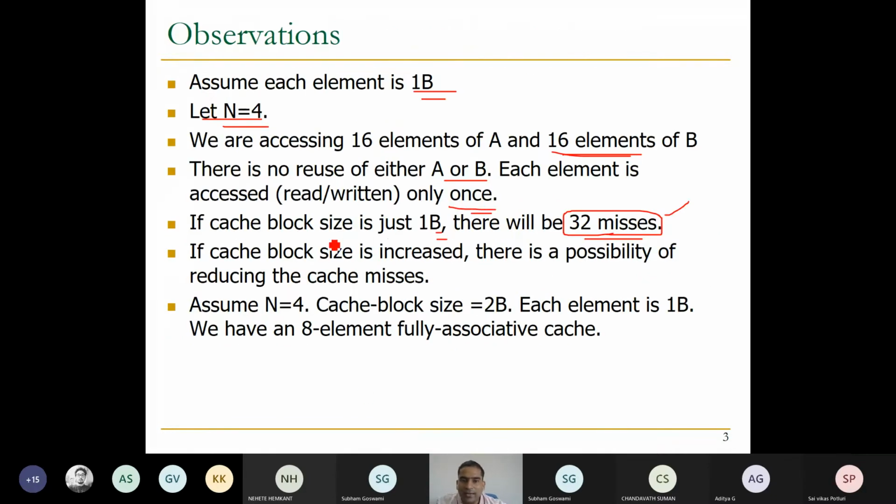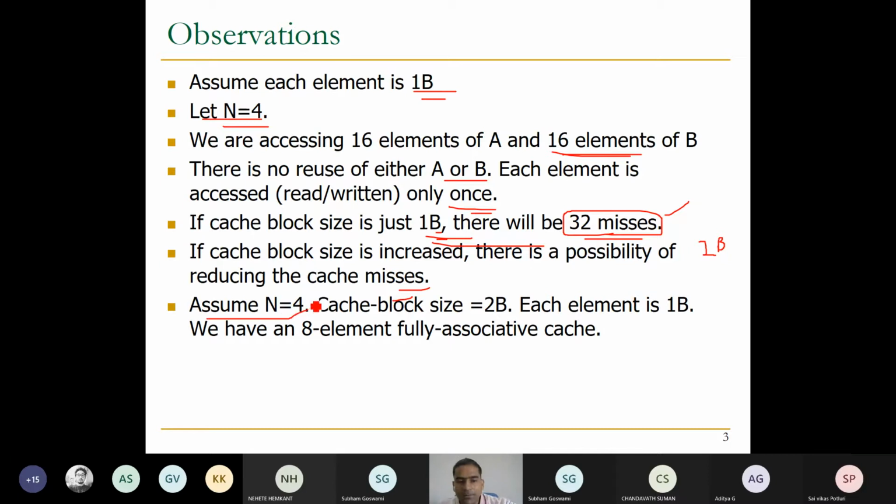Now, if the cache block size is just 1 byte, all 32 accesses will lead to a miss. If the cache block size is increased, that means instead of 1 byte we use 2 bytes or 4 bytes, then there is a possibility of reducing the cache misses. Actually, today itself I discussed this idea of a block. If you want, I can refer you to that video.